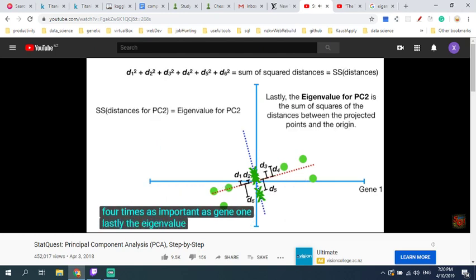Lastly, the eigenvalue for PC2 is the sum of squares of the distances between the projected points and the origin.